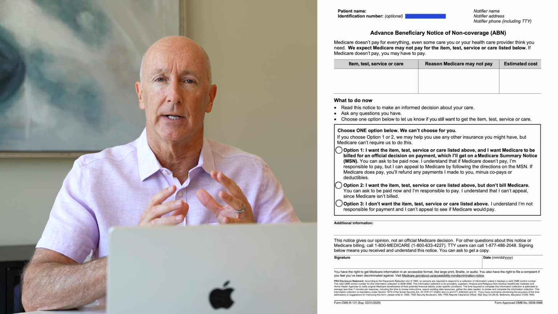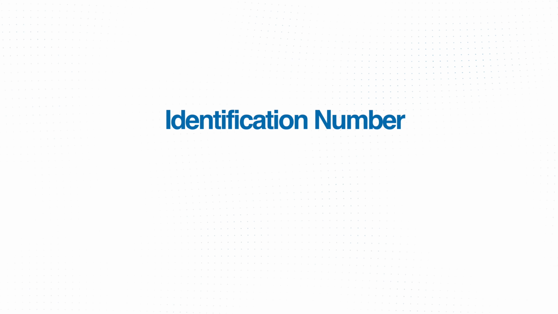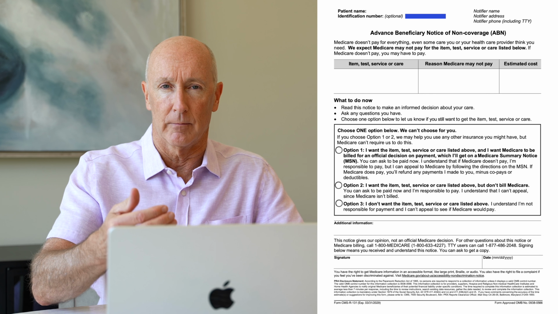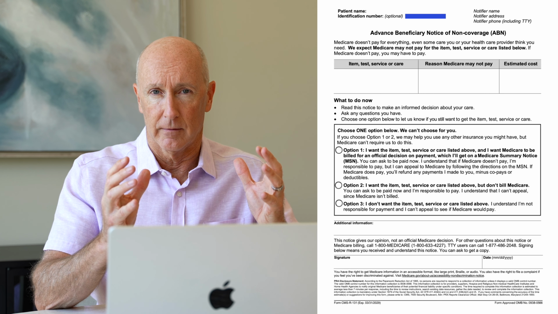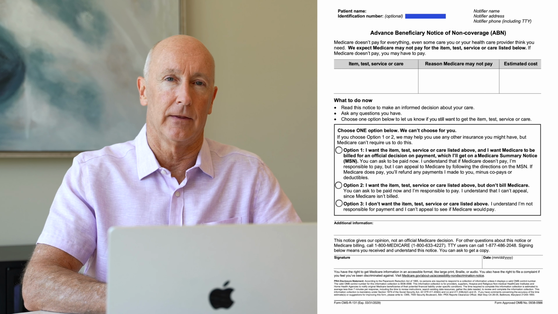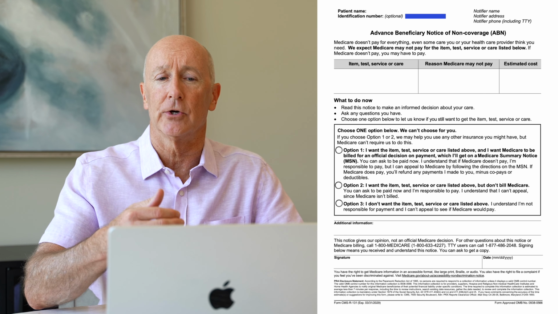For identification number, this is optional. What the identification number cannot be, it cannot be the Medicare beneficiary's Medicare card number. It can also not be their social security number. So many times this identification number is their account number with your practice organization. Maybe it's their medical record number that you have with an organization, or maybe it's just a number generated by your billing software. But again, the identification number cannot be the Medicare beneficiary's Medicare number or social security number.